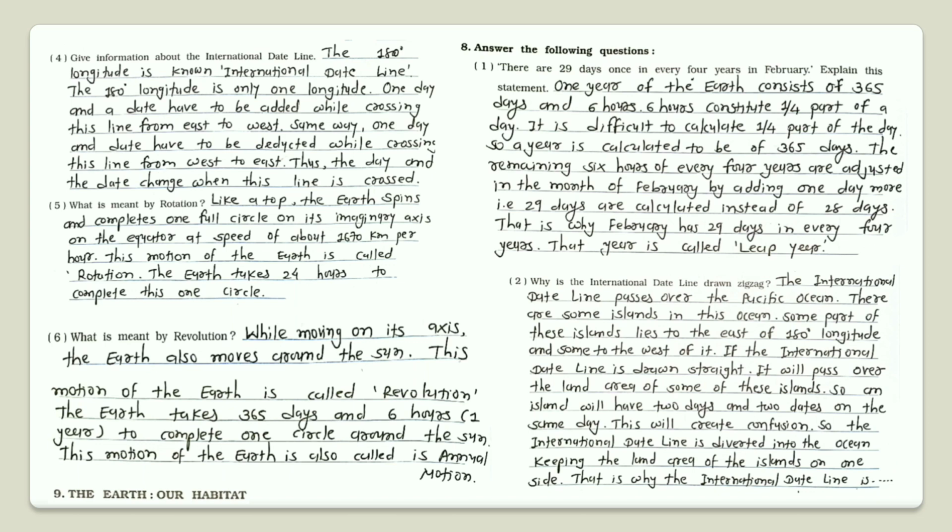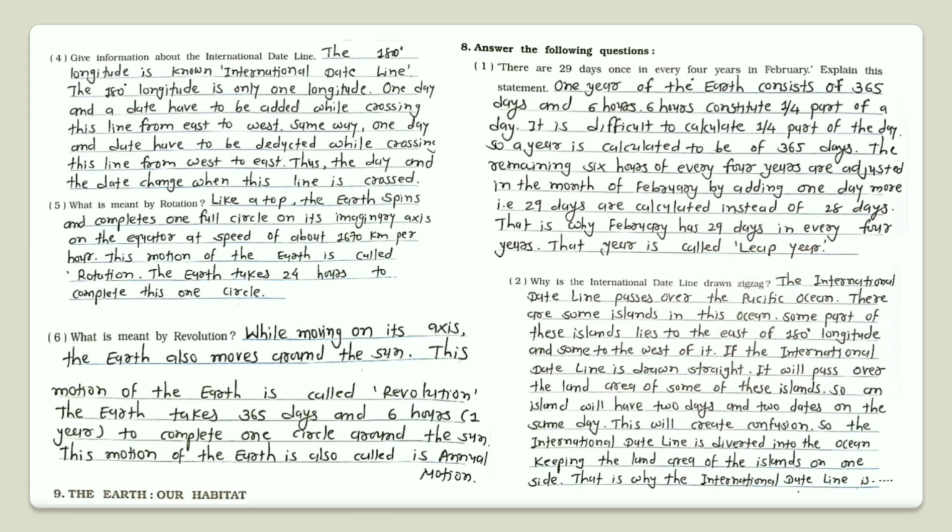Question number 6. What is meant by revolution? So while moving on its axis, the Earth also moves around the Sun. This motion of the Earth is called revolution. The Earth takes 365 days and 6 hours, one year, to complete one circle around the Sun. This motion of the Earth is called the annual motion.